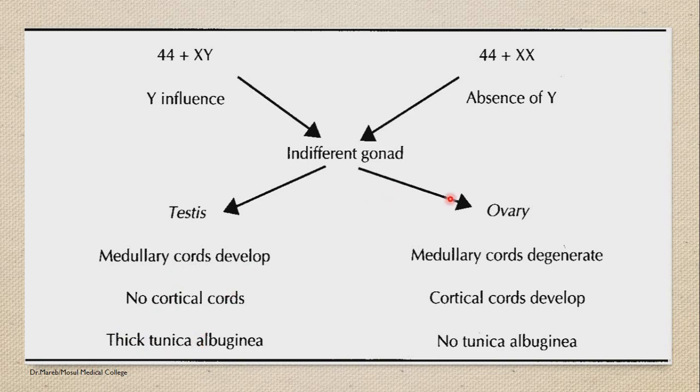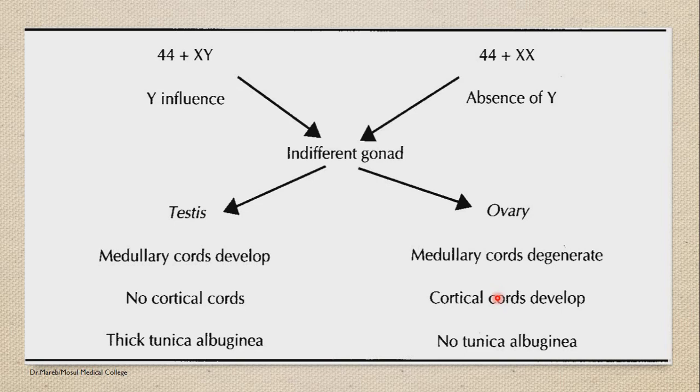While in the ovary, due to the absence of the Y chromosome, the medullary cords degenerate and give rise to the ovarian stroma. The cortical cords develop, and they give cell clusters, which surround the primitive germ cells, which will turn into oogonia.